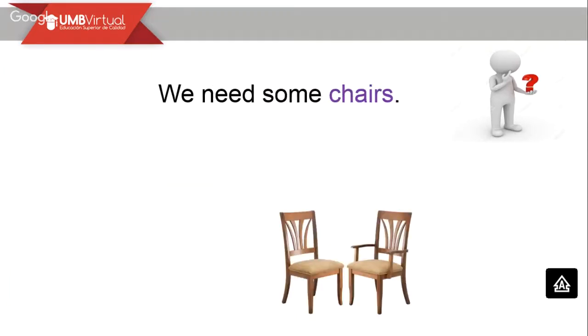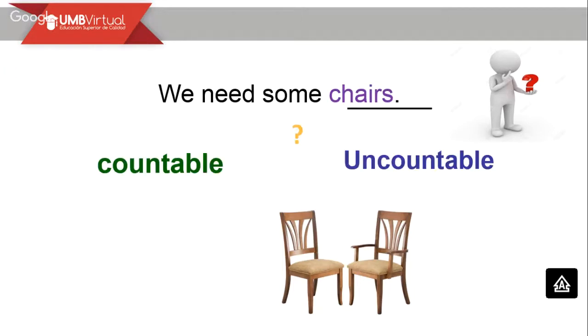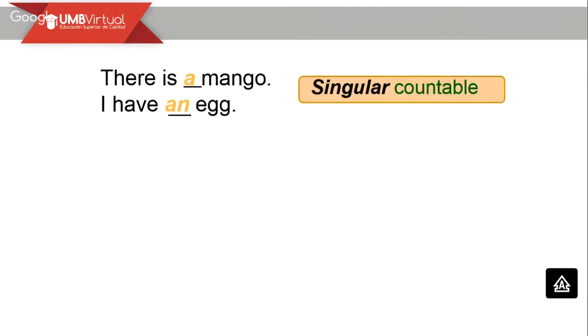So, number 3, we need some chairs. In this board, according to what we have right here, so we're going to say, oh, chairs, countable or uncountable? Which one is correct? Okay, how many chairs do we have in the picture? According to the picture, we have 2 chairs. It means that chairs is a countable noun. Perfect.